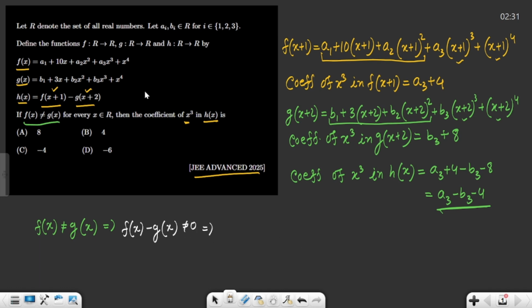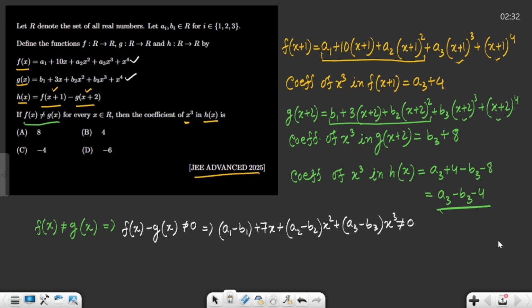So if we subtract g(x) from f(x), we will get a1 minus b1, plus 7x, plus (a2 minus b2) into x square, plus (a3 minus b3) into x cube, and x to the power 4 we cancelled out, right? So this is not equal to 0.